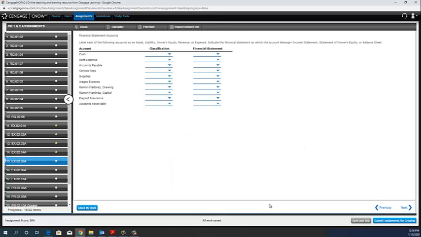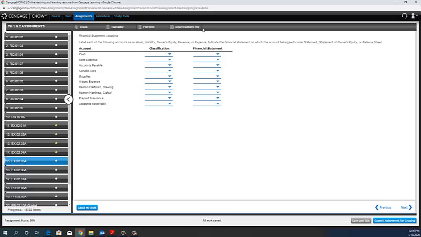So we'll go on to exercise 2.5. Okay, so here we are going to classify our accounts once again as assets, liabilities, or owner's equity, and then we're going to indicate which financial statement that the accounts belong on.